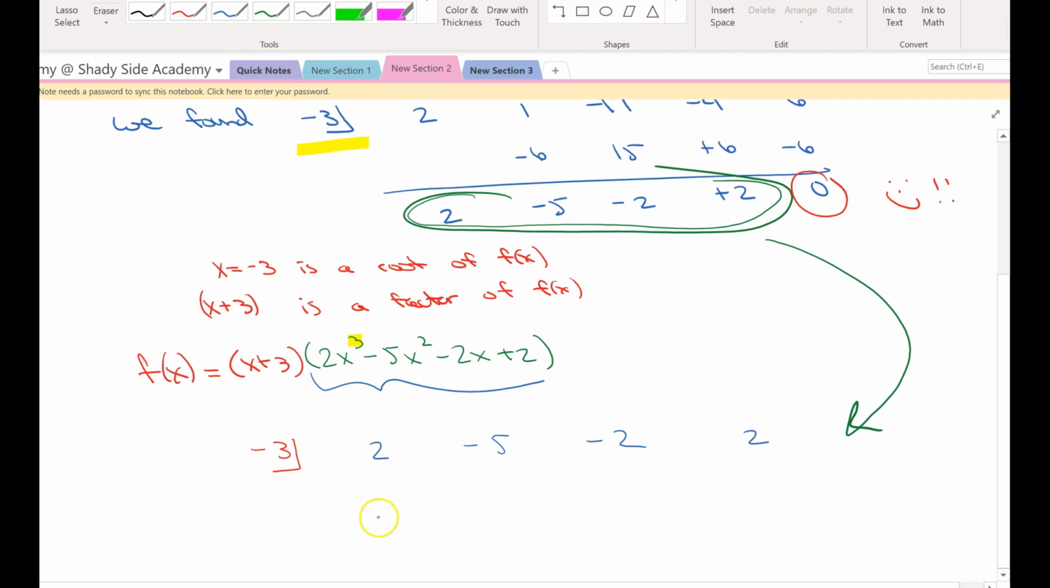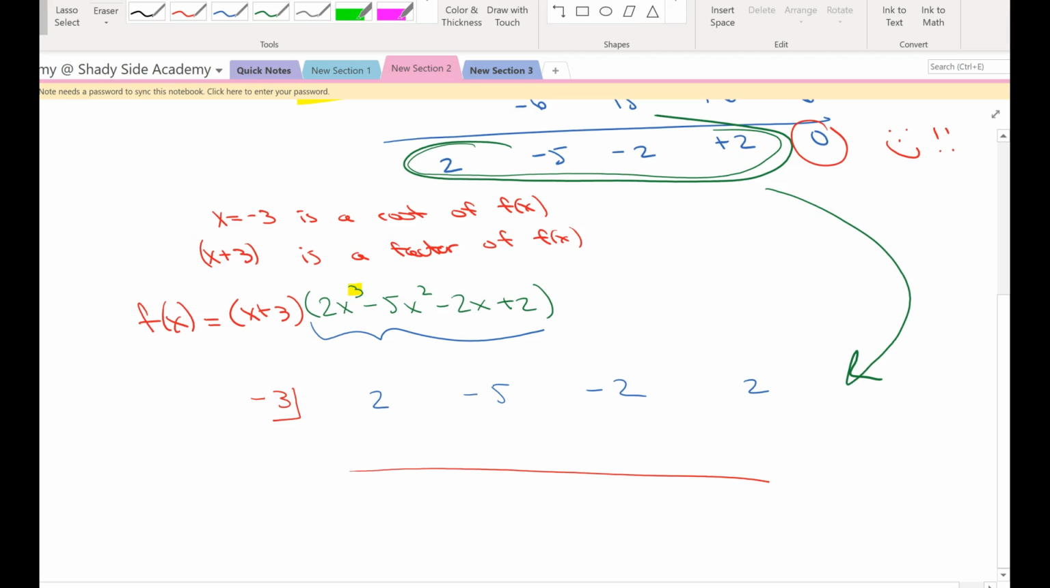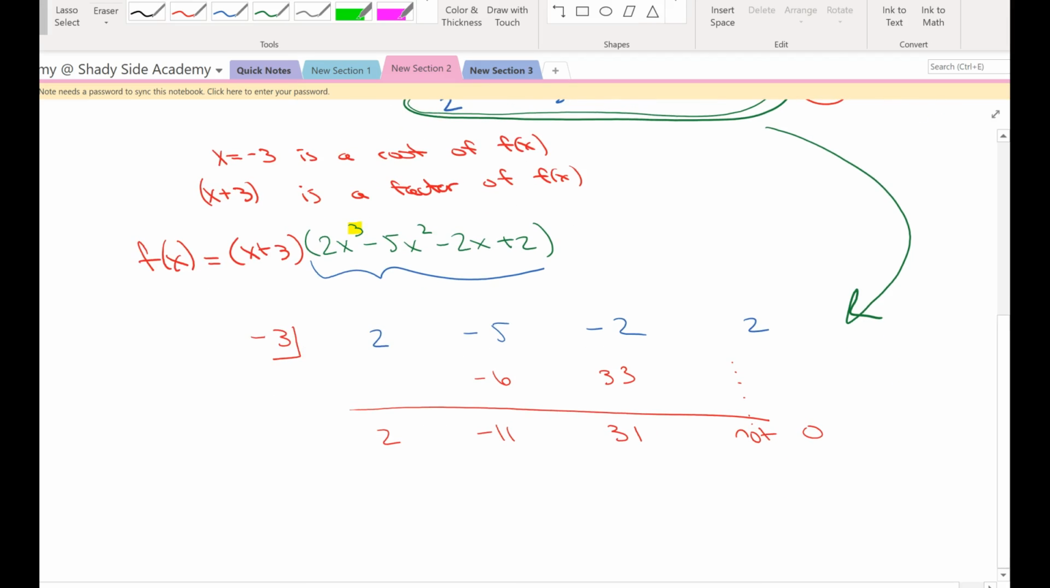Why am I doing that, everybody? Well, I just want to rule out the possibility that -3 is a root of multiplicity beyond just 1, right? So here I go. Synthetic away, synthetic away, synthetic away. Yep, not looking good, is it? I'm not even going to finish, right? The point is, I know this is not going to be 0, okay? All right, so now I know -3 is not a root of multiplicity beyond 1.